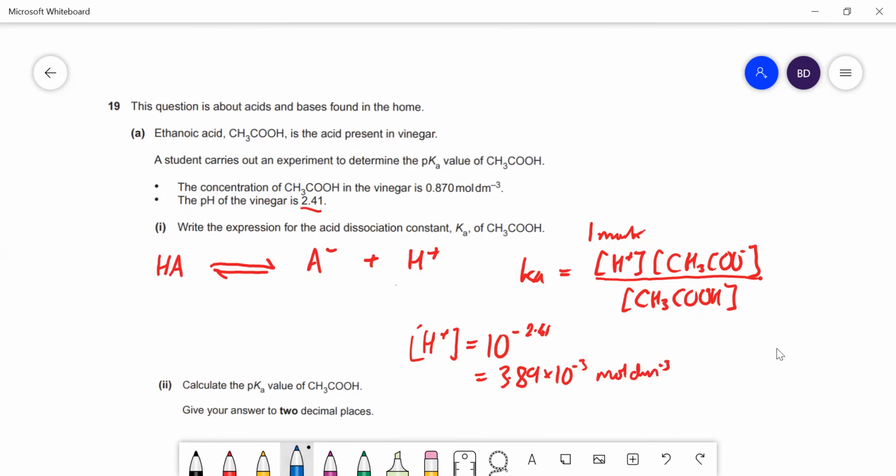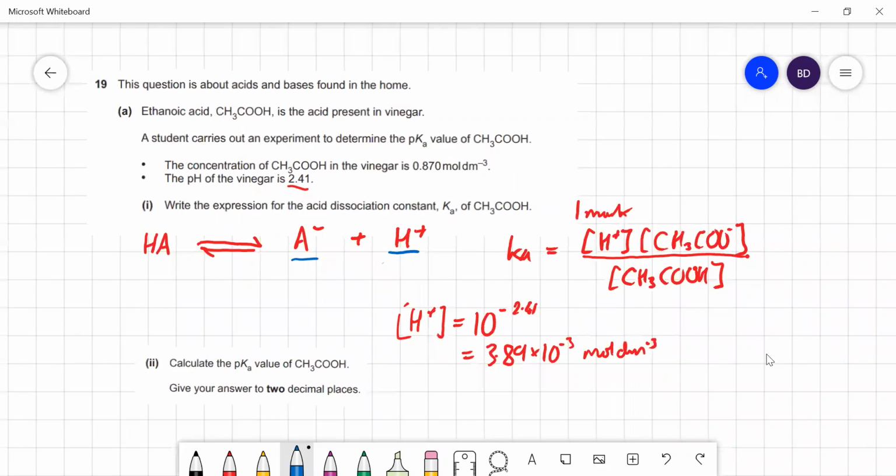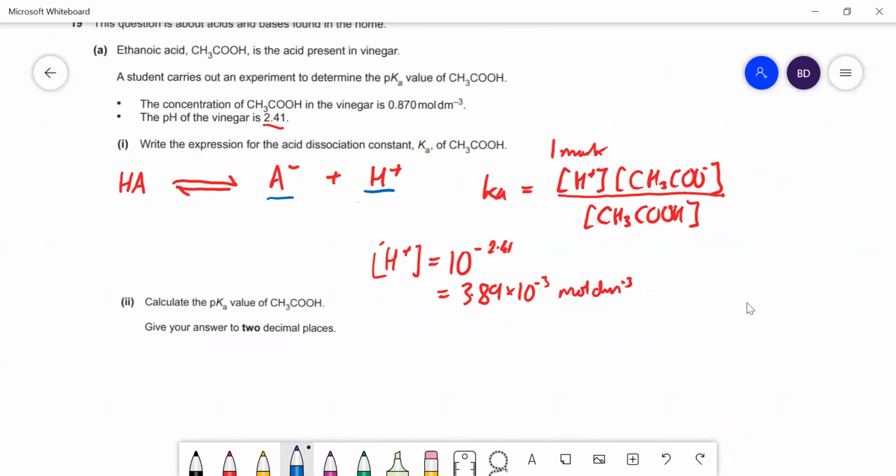Now, in this weak acid, you can see that for every H plus that is made, you make an A minus. So we know there that H plus is equal to A minus. So we also know that A minus is going to be equal to 3.89 times 10 to the minus 3.